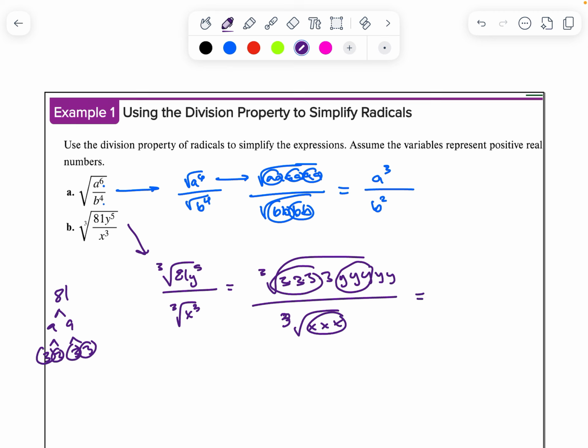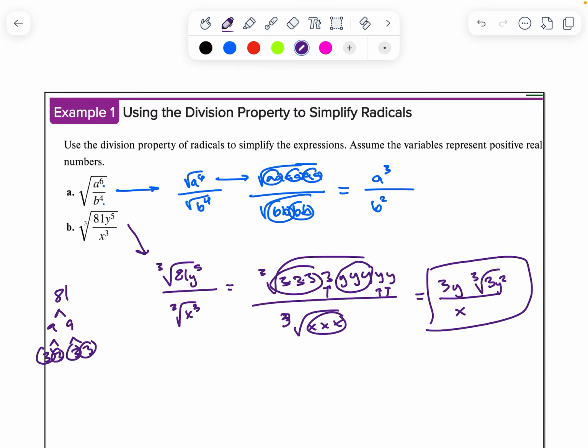So what's left on the top? The 3 will come out. The y will come out. The x will come out on the bottom. On the top, there are still things left over: that 3 and those 2 y's. So 3 y squared is left over inside. That's the best we can do there.